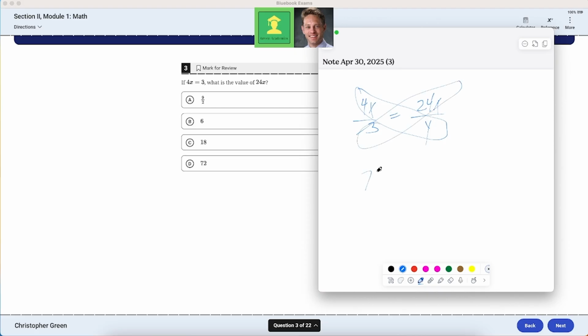So this would be 72x equals 4xy. So y is the quotient of 72x and 4x, which you could reduce a step at a time in your head if you wanted, as 36 over 2, which is 18.